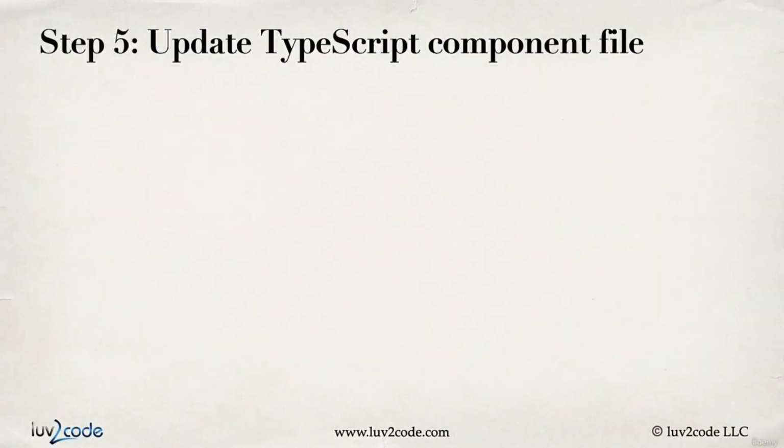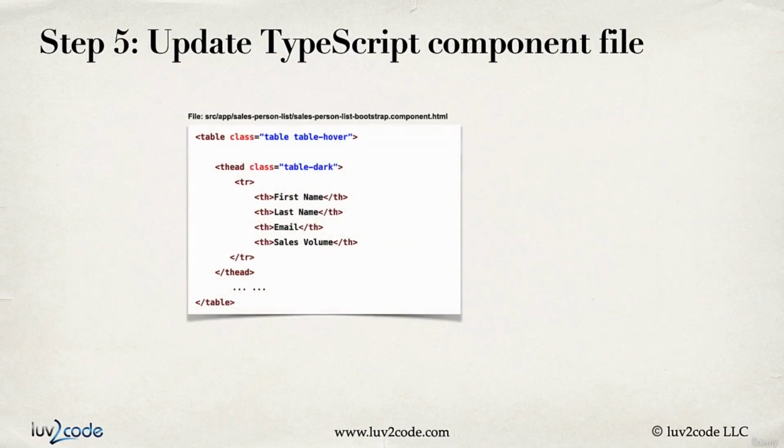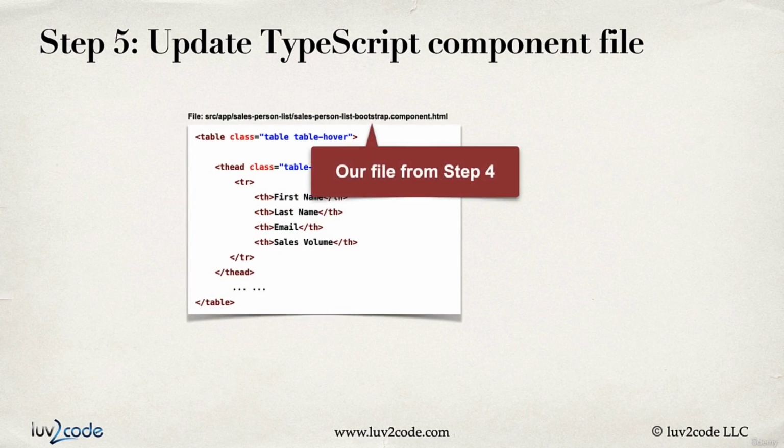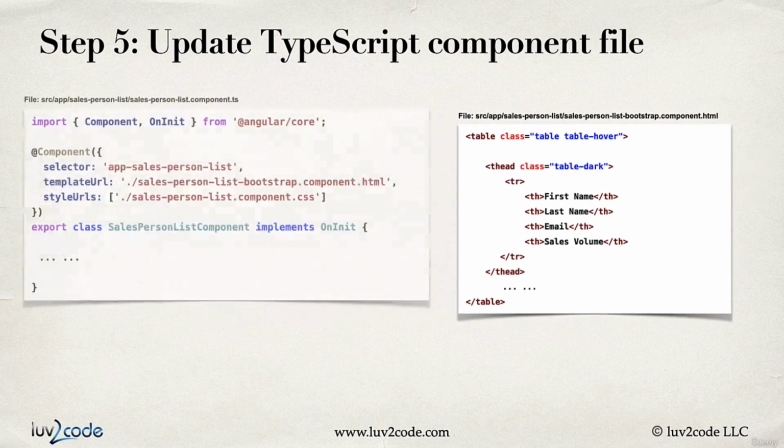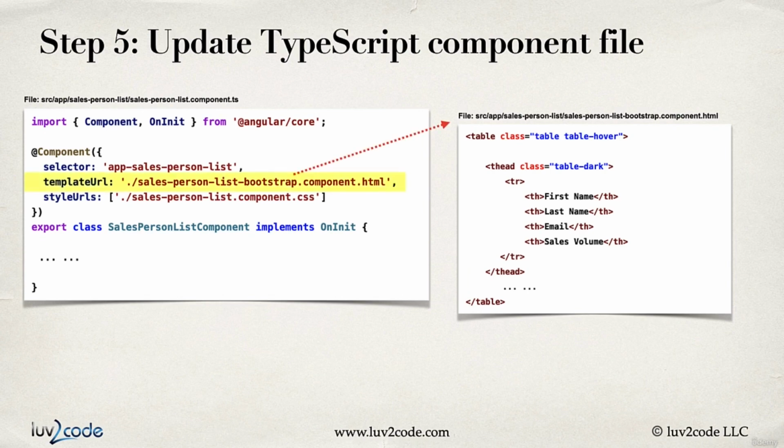Okay, then moving to step five, we need to update our TypeScript component file. Here's our Bootstrap component HTML that we created in step four. I'll slide this over to the right. And over on the left-hand side, here's our component.ts, our TypeScript file. We have this templateUrl, and we're simply going to reference the name of that file that we just created.